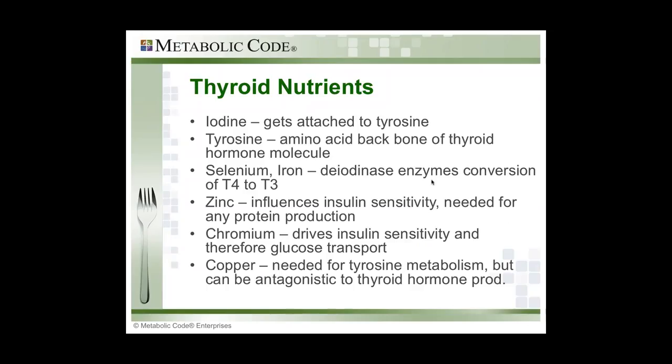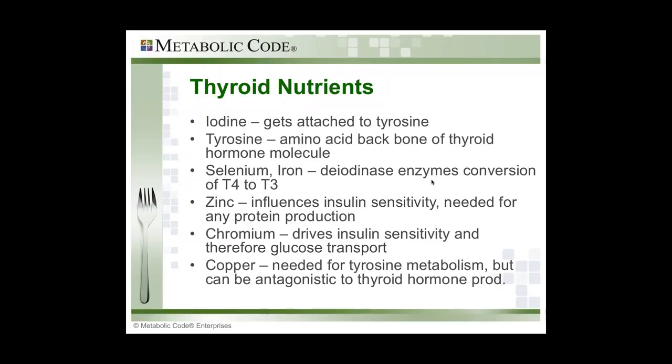So this is just a review of all the nutrients that we need to make thyroid hormone. First of all, tyrosine is the amino acid that is the backbone of the thyroid molecule. And it gets attached to iodine molecules, and that's the basic structure of thyroid hormones.